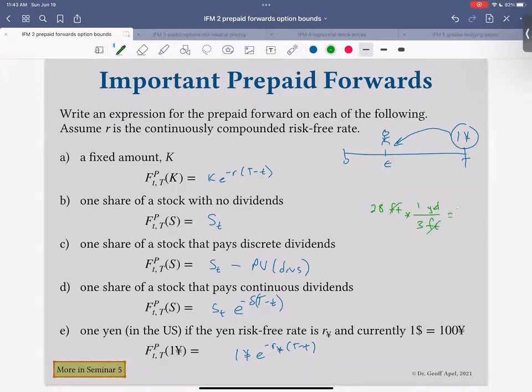So this thing would actually be 28 thirds yards. But we're going to do this with currencies too. If I'm in the US, my final answer has to be dollars. So in this case, I'm going to want to get rid of the yen, cancel those basically, and put it in dollars. I just need to know how many dollars was how many yen. $1 for 100 yen. And so then that would be my answer, 1 over 100 e to the negative r yen times time.